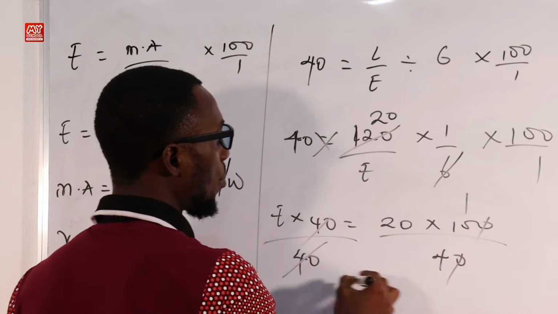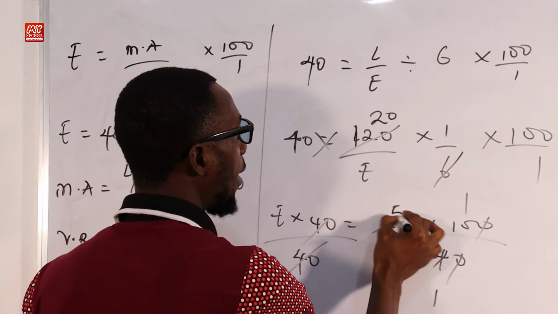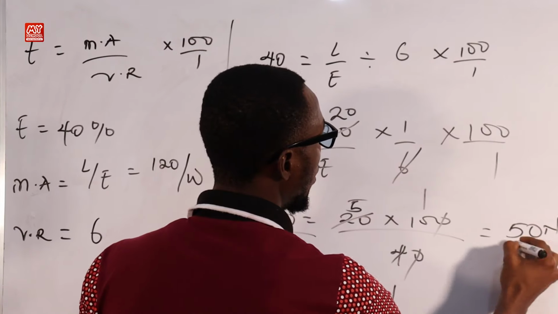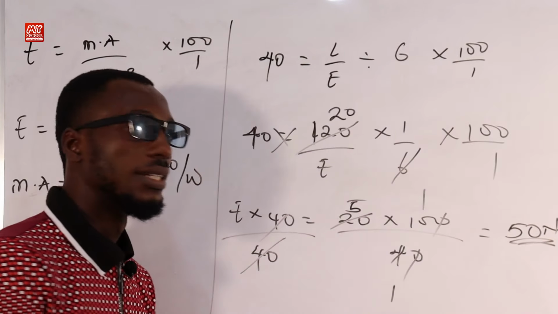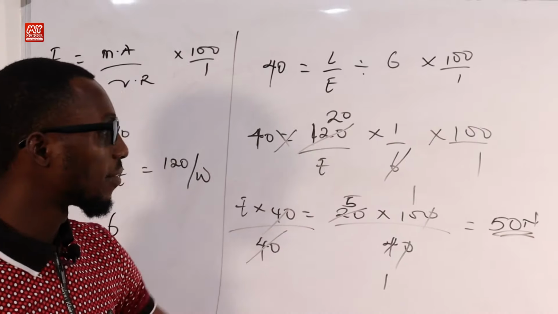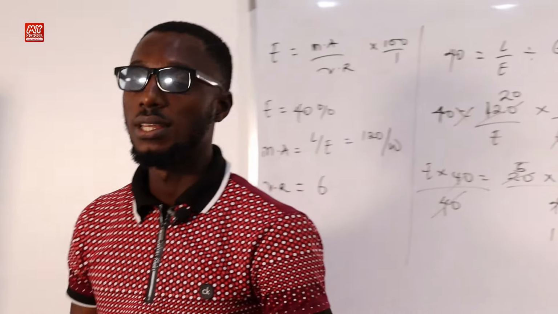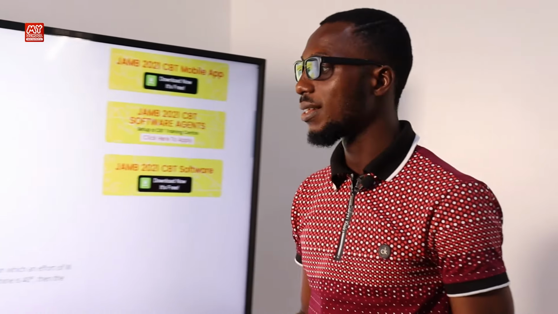0 strikes as 0. We have 4 here 1, 4 here 5. 5 times this, we have 50 newtons. So the effort needed is 50 newtons. So let's go back to the options given us and select the correct answer.